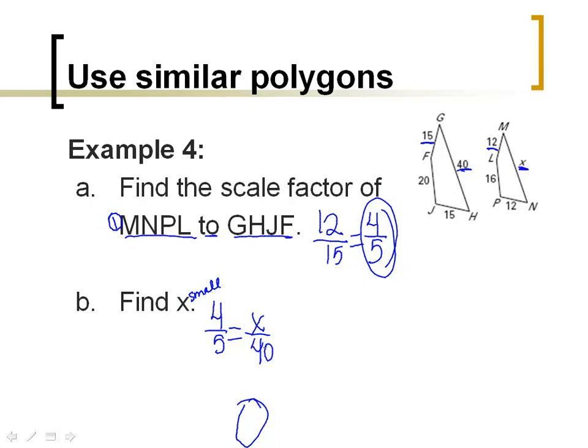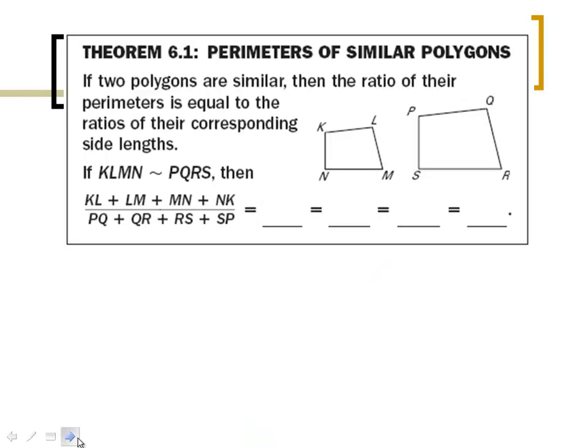So I set up my proportion. Now I just need to use the cross products property. 5 times x equals 4 times 40. So I have 5x equals 160. Divide both sides by 5, and x equals 32. So see how we can use our scale factor as well. There's other different proportions that I could write to solve and find x the same way.